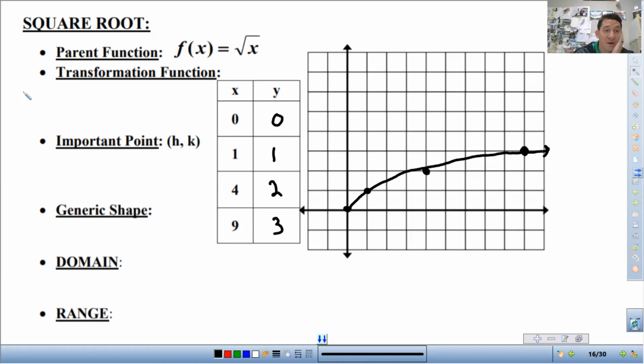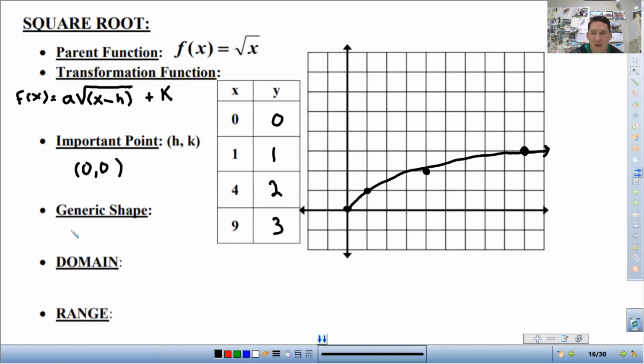Now the transformation function, what it's going to look like when we're transforming it. If you have an A out in front of the square root, that's going to stretch it, shrink it, or flip it. If you have an x minus some h value underneath the square root with the x, that's the horizontal shift left to right, and then a plus k outside the square root is the vertical shift up and down. The important point, like all the others, is 0, 0.